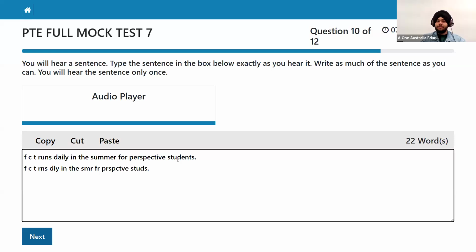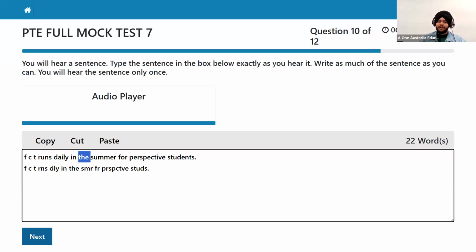And guys, one more thing, right from dictation, you try to get as much as possible. But you should focus on smaller words a little bit more, because every single word here is giving me 1 mark. So if I'm not sure if it is perspective or prospective, I can skip it. If it is a big word, I can skip it. But smaller words are the ones that you need to focus on a little bit more. So here it was, free campus tour runs daily.